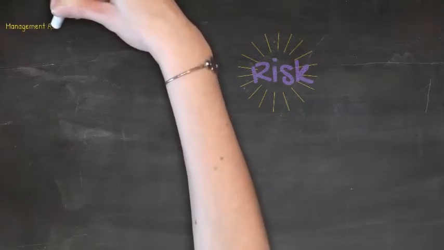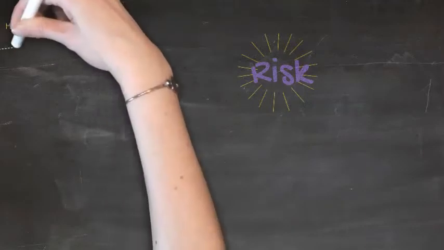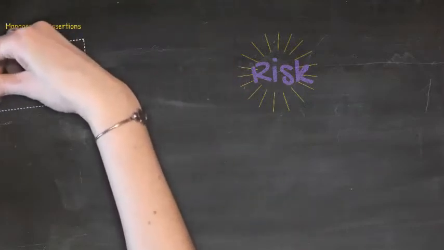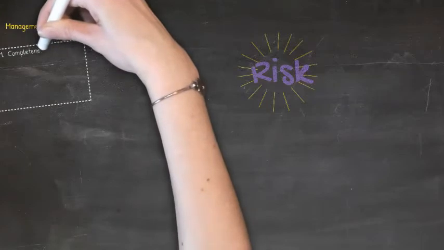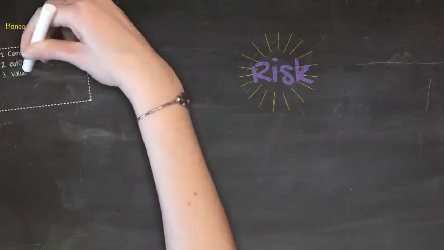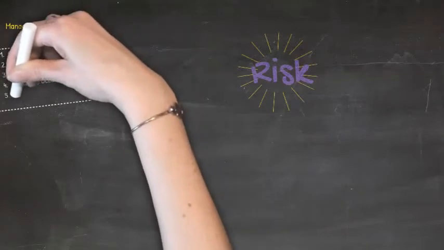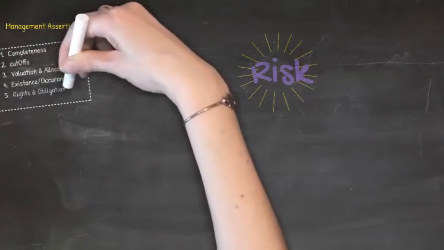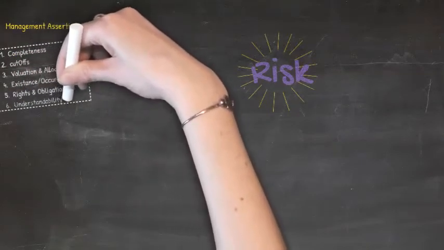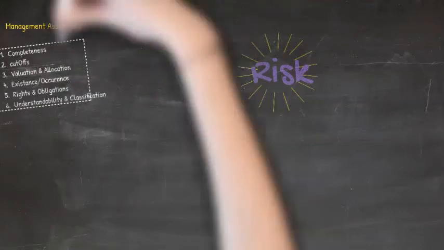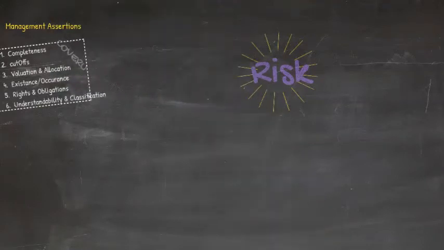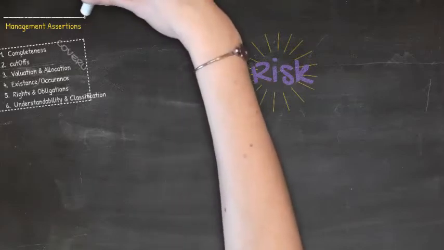When they submit the report to be audited, they're asserting that the story the report tells is complete. The cutoff is to a specific time period. The valuation is appropriately allocated to the correct accounts. That the accounts actually exist and the transactions actually occurred. That all the rights and obligations are attributable to the company, and that the true story can be understood given the classifications and disclosures presented.